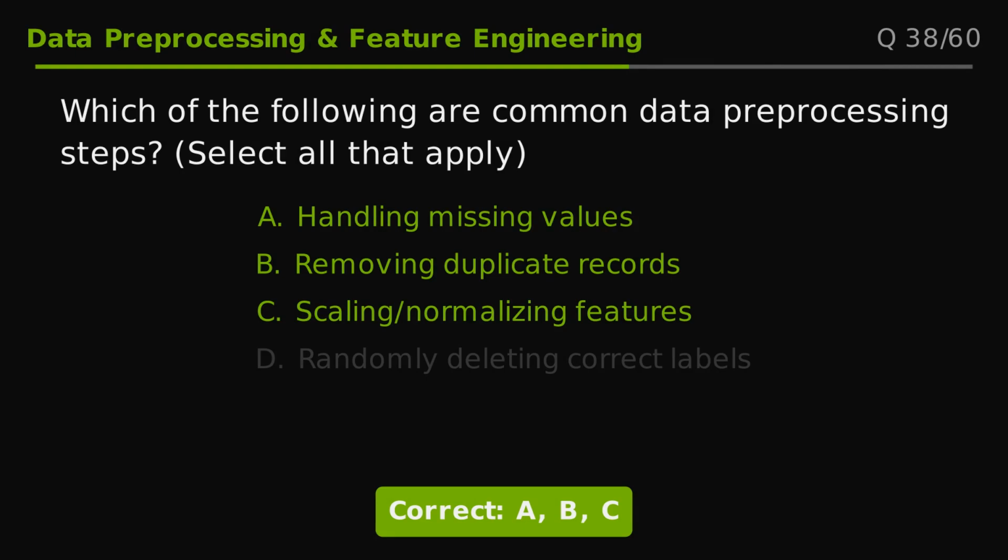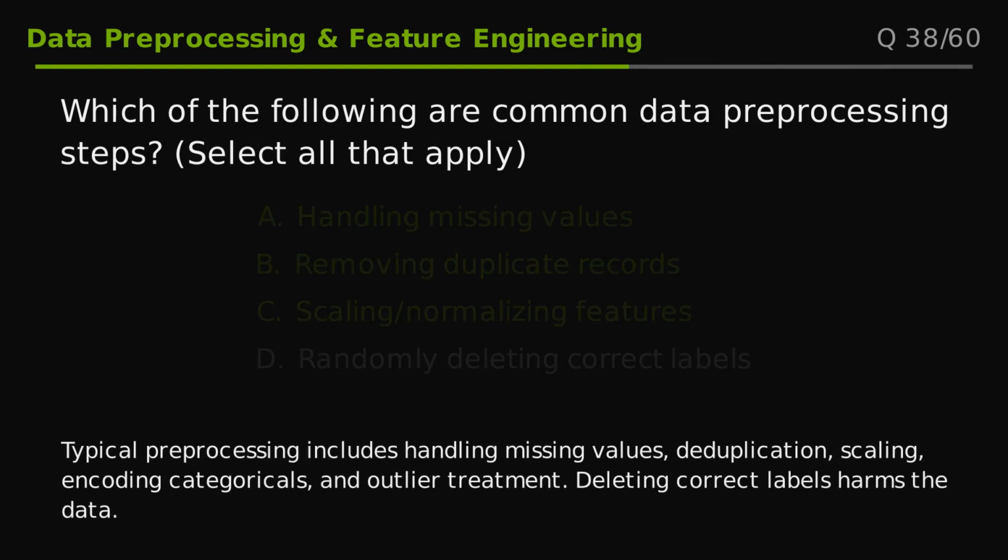The correct answers are A, B, and C. Typical preprocessing includes handling missing values, deduplication, scaling, encoding categoricals, and outlier treatment. Deleting correct labels harms the data.